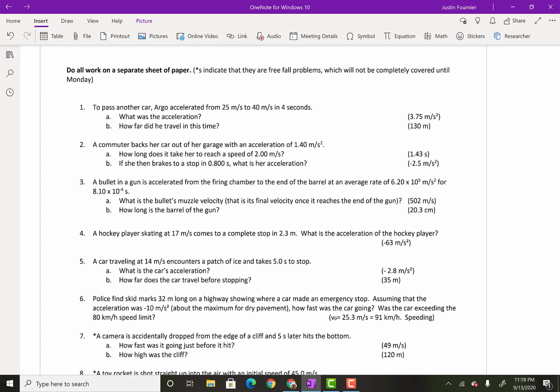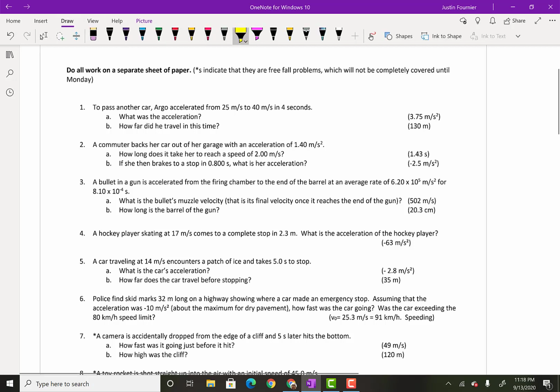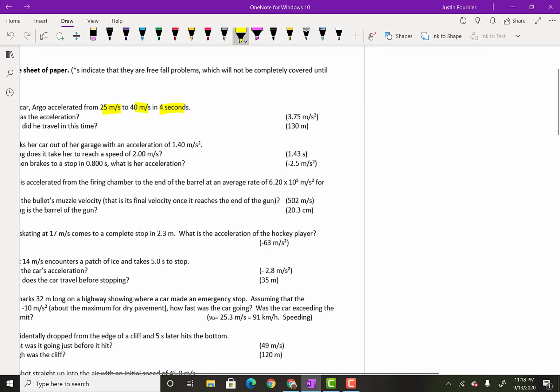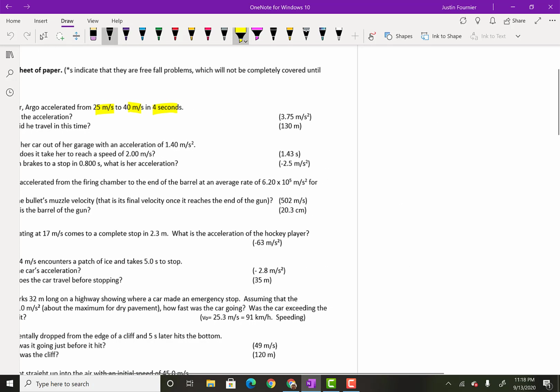Number one says: to pass another car, Argo accelerated from 25 meters per second to 40 meters per second in 4 seconds. What's the acceleration? All right. Well, that sounds like a Vovat to me. So let's do that. So here we go. Here's number one. We're going to do a Vovat.